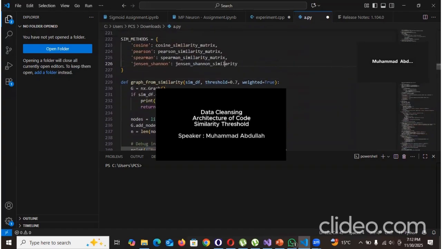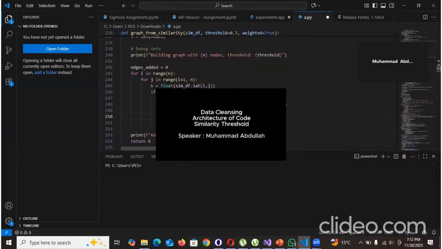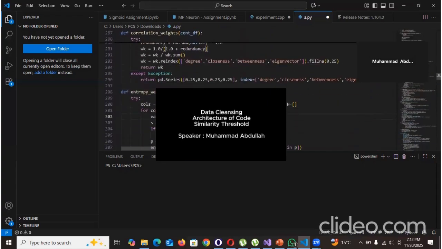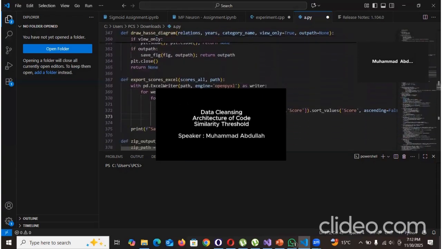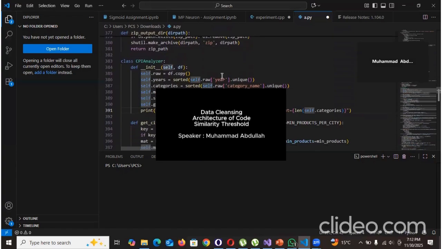This is well structured into our class called CPI Analyzer, as you can see here. It's where we process everything and connect everything: loading data, computing similarity, building graphs, and producing scores.